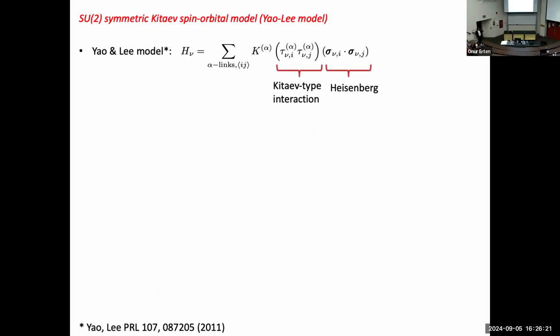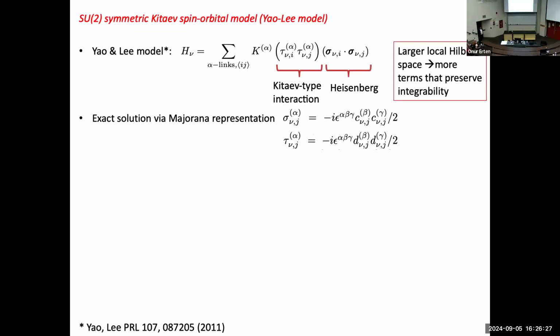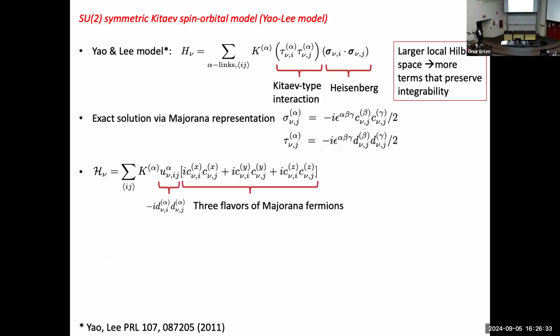So you have both spin and orbital degrees of freedom. And we can use the Majorana fermion representation, as I promised to you, for the exact solution. And in this case, similar to the Kitaev model, you have these bond operators, but instead of having 1 flavor of Majorana fermion, you have 3 flavors of Majorana fermion. So this X, Y, Z are not the real space, but it's just different flavors of Majorana fermions.